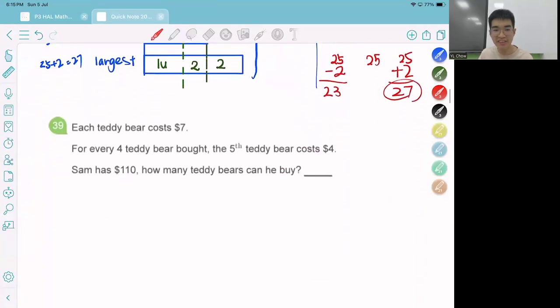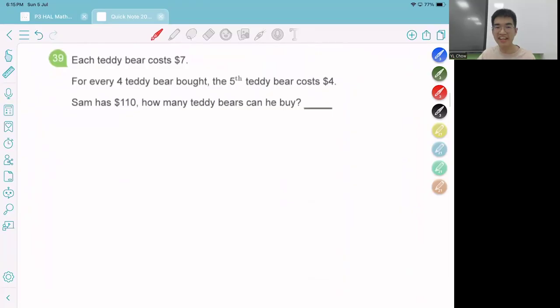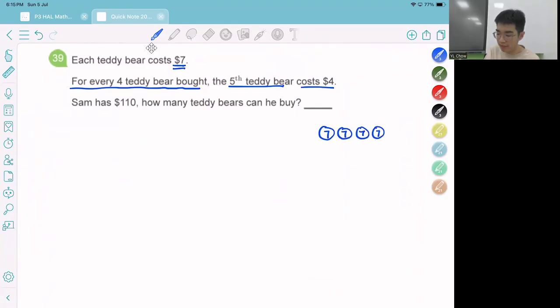All right. Now let's take a look at the next question. This is a math in discount question. Let's check it out. Each teddy bear costs $7. For every four teddy bears bought, the fifth teddy bear costs $4. So imagine the first teddy bear 7, second 7, third 7, fourth 7, fifth 4. Now, Sam has $110. How many teddy bears can he buy?